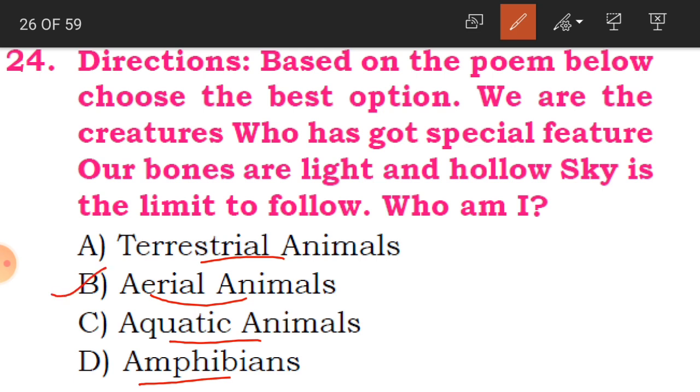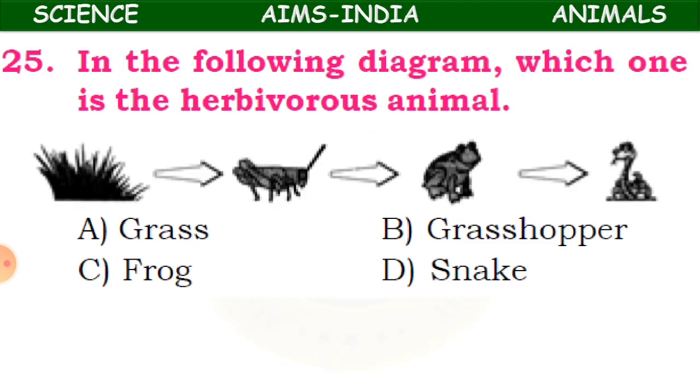Birds' bones are light and hollow. In the sense, as they have to fly in the air, their bones are made very light in weight so that they can fly easily. Okay, children? So, this is the answer. B is the correct option.